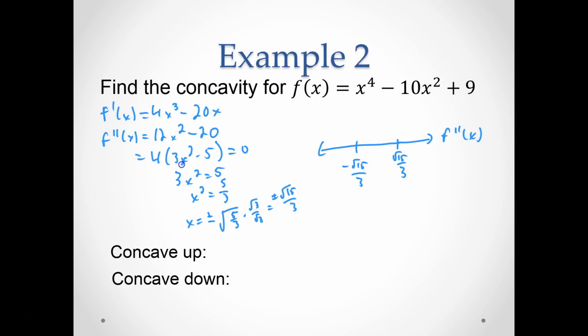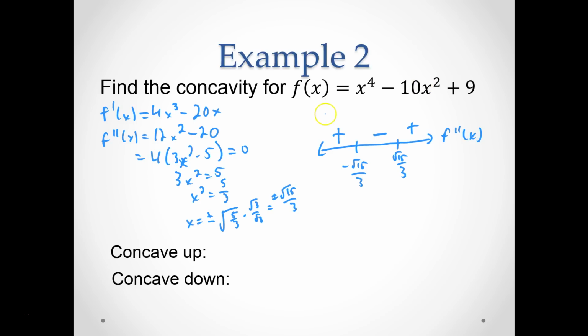Plug 0 into our second derivative here. It looks like 0 squared is 0, minus 20 is a negative 20, so that's going to be a negative number. Something less than negative 4/3, we could try like negative 2, because that'd be 6/3. So let's try negative 2. Negative 2 squared is 4, times 12 is 48, minus 20 is definitely positive. And then something beyond, like, I don't know, 2. 2 squared is 4, times 12 is 48 again, minus 20 is also positive.